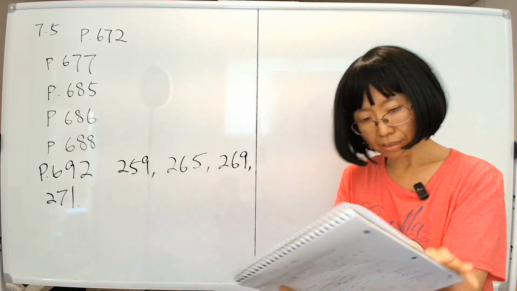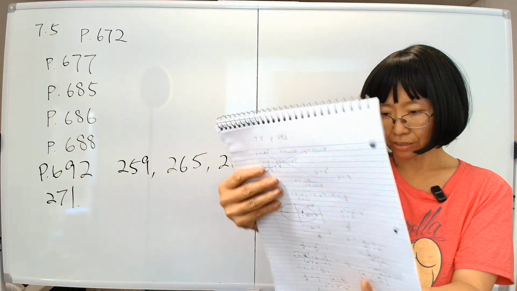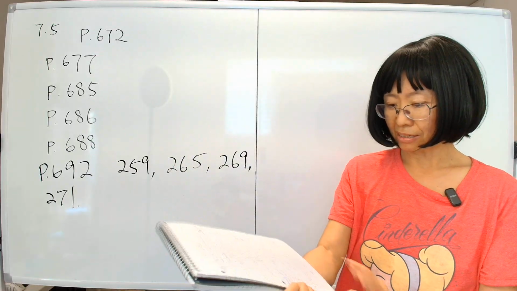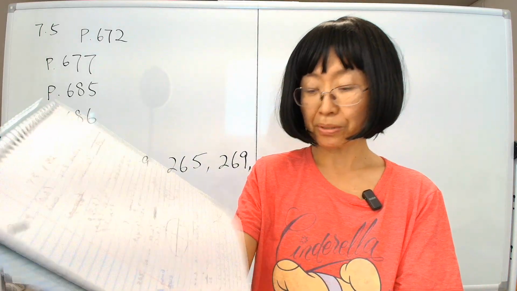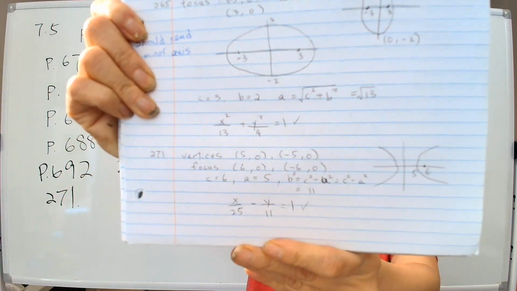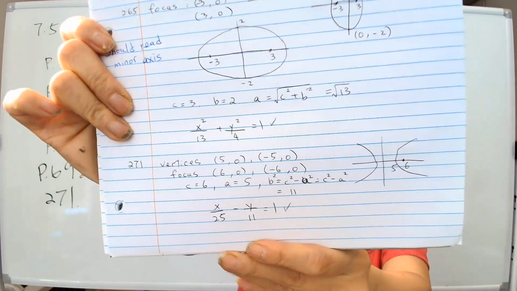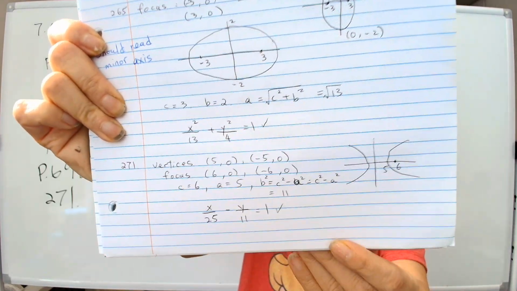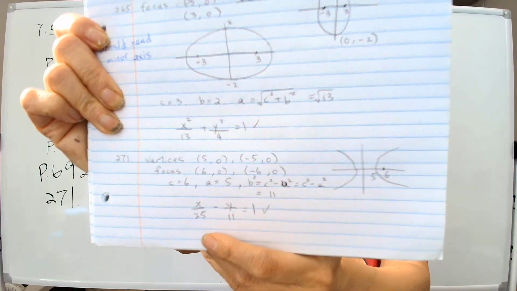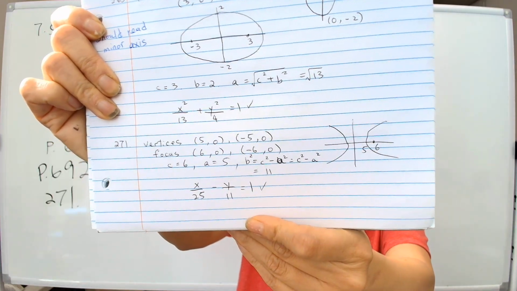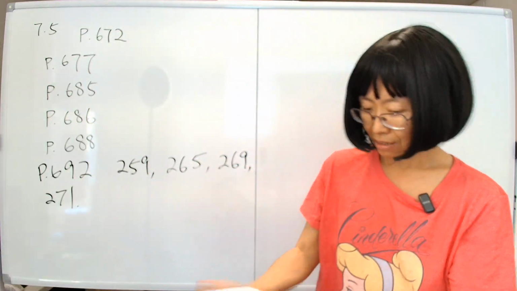That's 269. And finally, 271, the hyperbola. Yeah, same idea. You figure out what C, A, and B are from all that information, okay? There's various information. Some is slightly confusing. You just have to focus and pay attention to what is A, what is B, what is C, and then write it down. See, it's very short. The answer comes out right away.